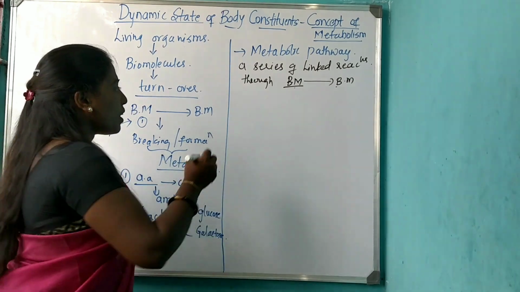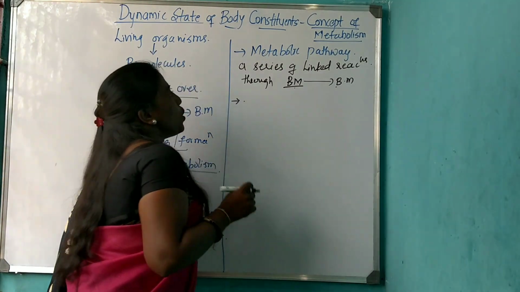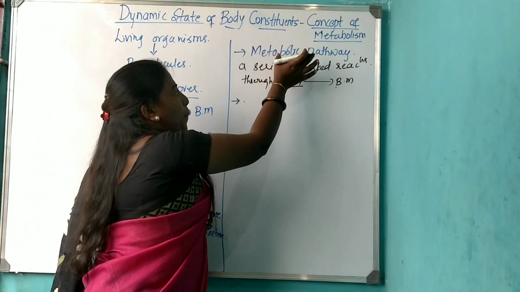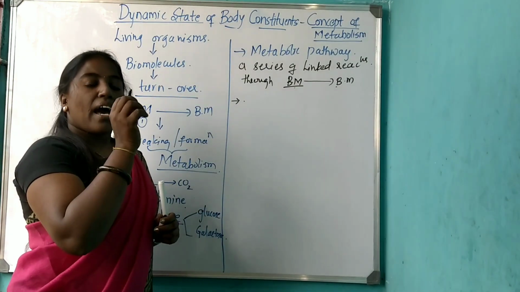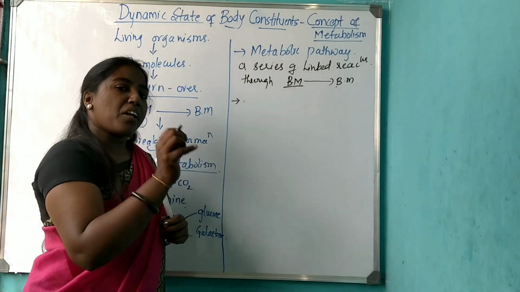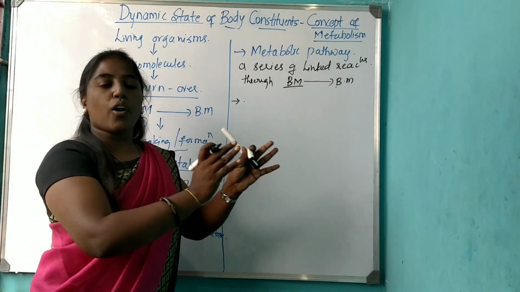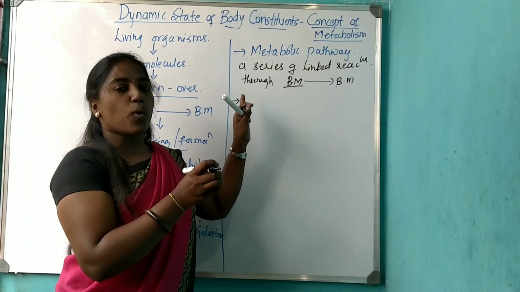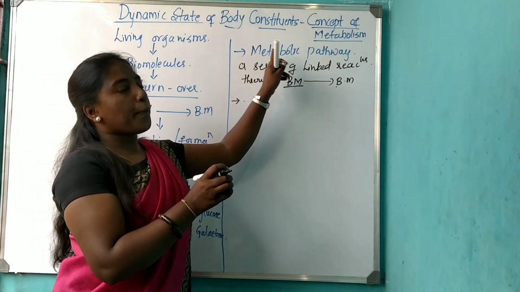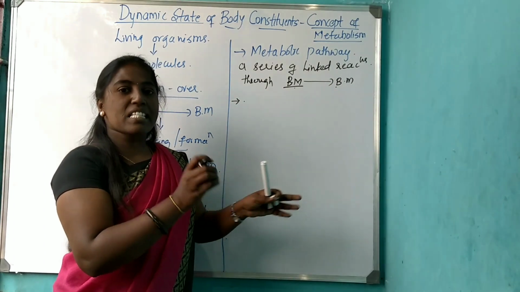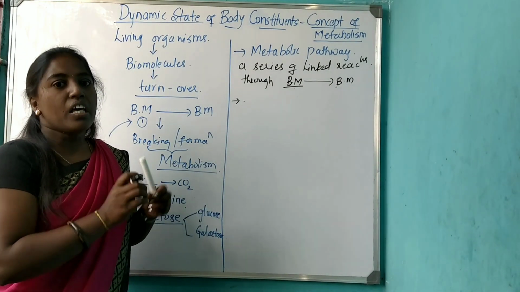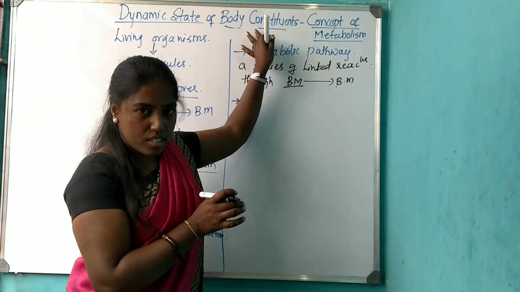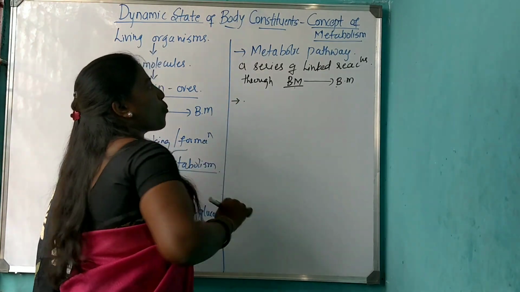Is it clear? Next, the flow of metabolites or biomolecules through the metabolic pathway has a definite rate and definite direction, like automobile traffic. Hence, it is called the dynamic state of body constituents. Is that clear?